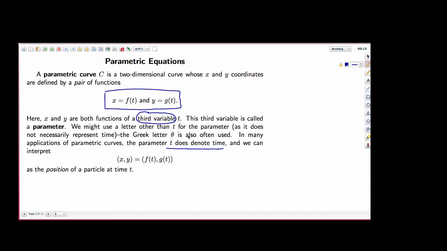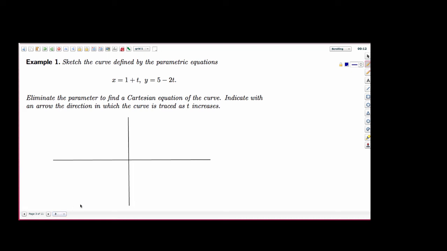Often in our applications, we're going to use t for time, and then we'll think about x, y as being the position of some object at time t, but any third variable can be used as your parameter. Let's start with a couple of examples.